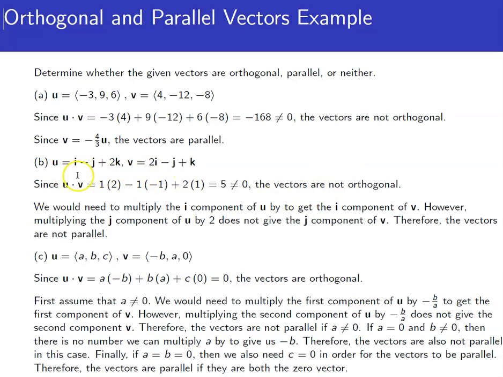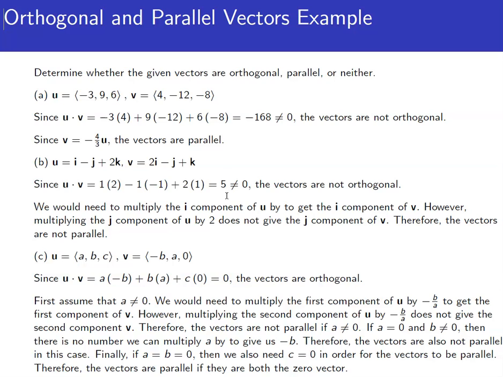For part B, we're given two vectors. We're given them in the ijk component form rather than writing them as components themselves. So again, checking whether or not they're orthogonal, we do the dot product. 1 times 2, -1 times -1, 2 times 1, add it together, you get 5. 5 is not 0, so the vectors are not orthogonal.